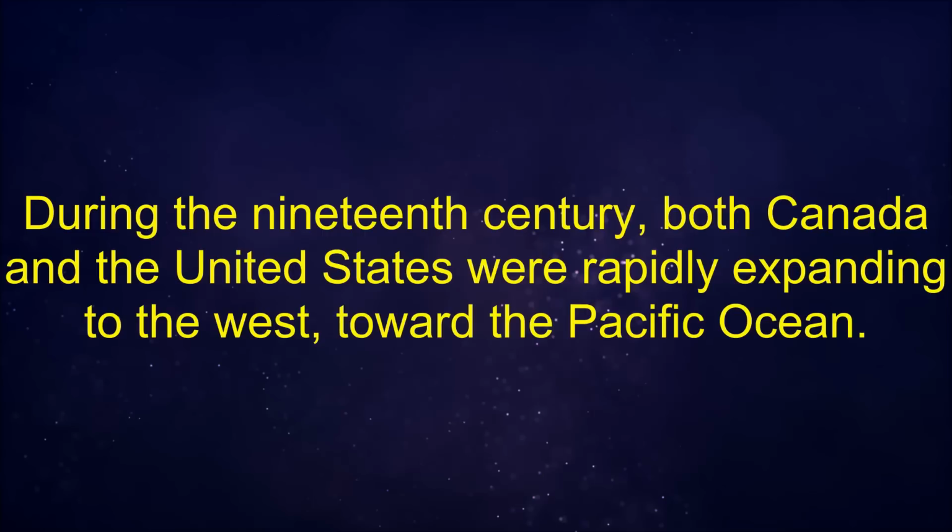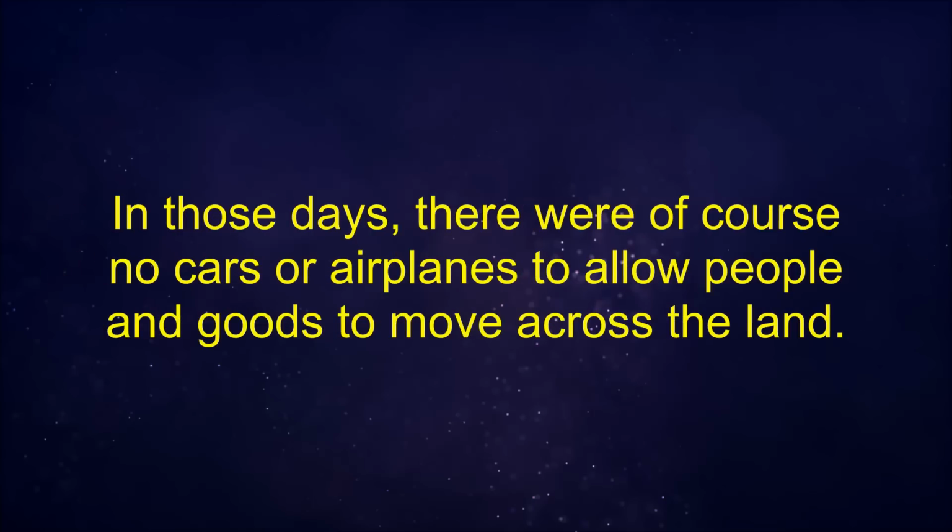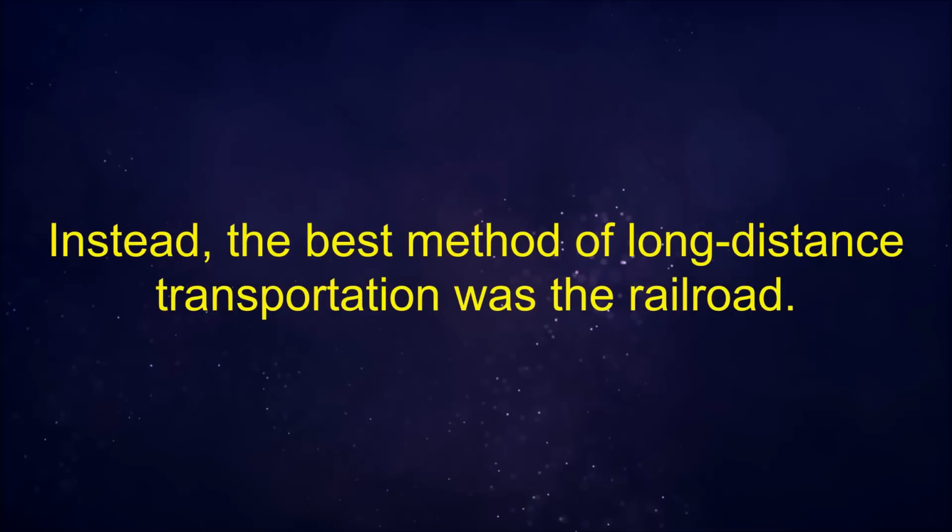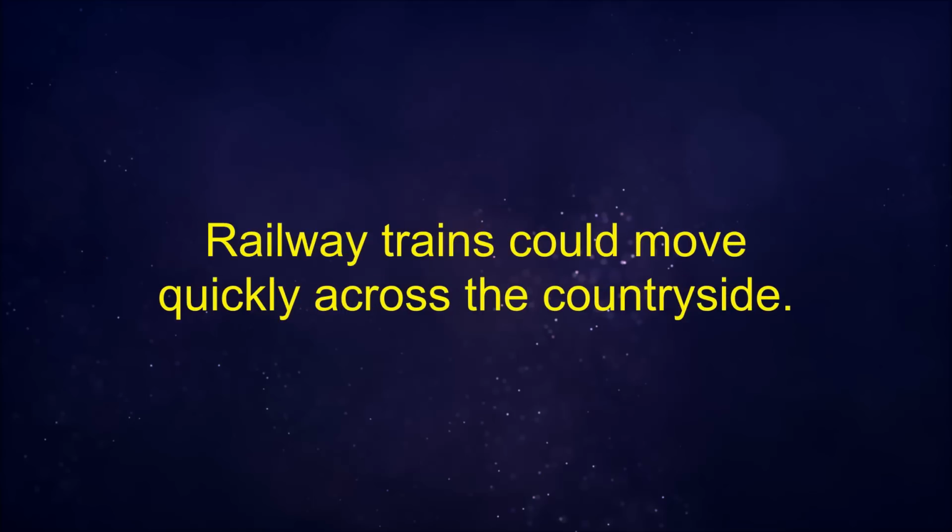During the 19th century, both Canada and the United States were rapidly expanding to the west, toward the Pacific Ocean. In those days, there were of course no cars or airplanes to allow people and goods to move across the land. Instead, the best method of long-distance transportation was the railroad. Railway trains could move quickly across the countryside.